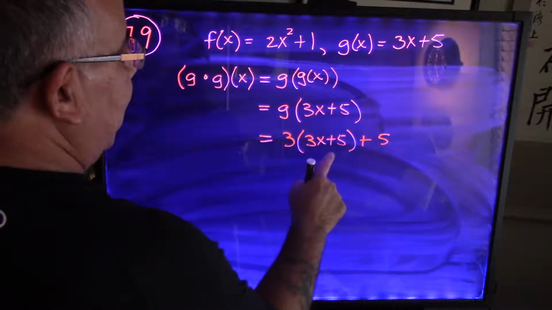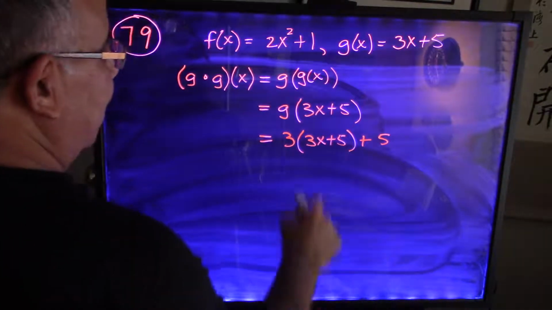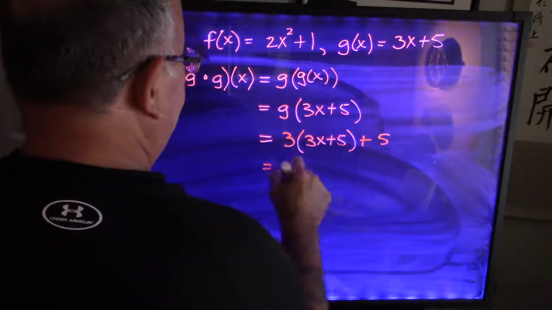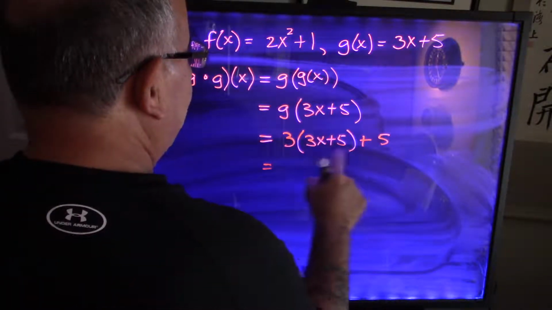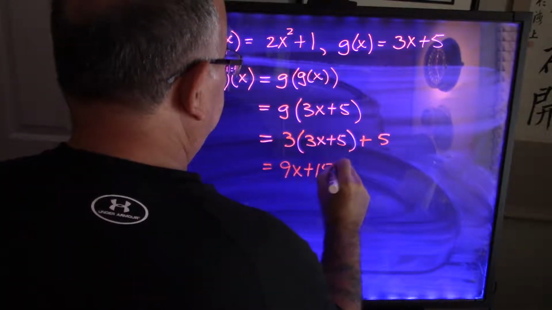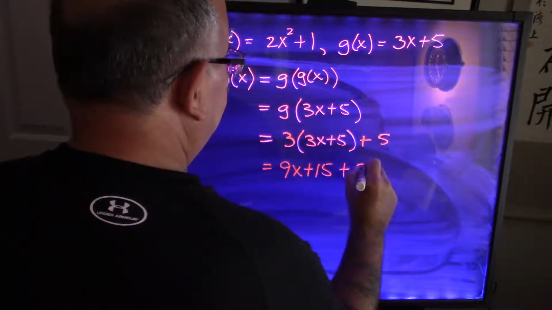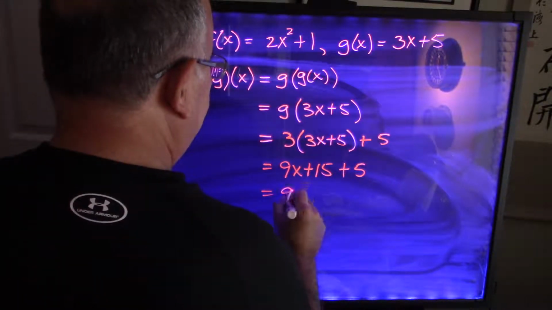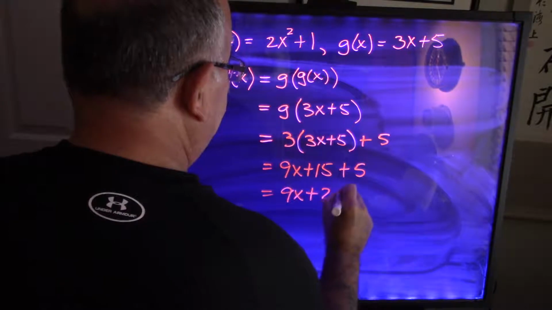So there's your 3x plus 5, right? But the x is 3x plus 5. So distribute that through. 9x plus 15 plus 5 at the end there, and then add the 15 and the 5, so you get 9x plus 20.